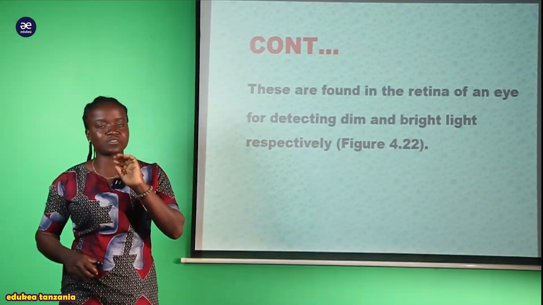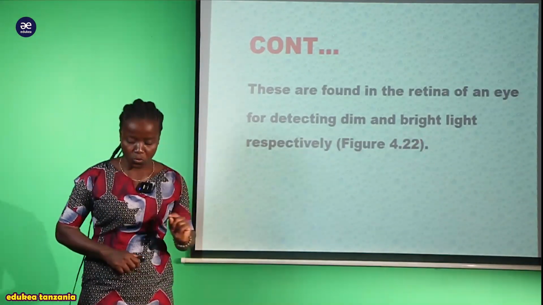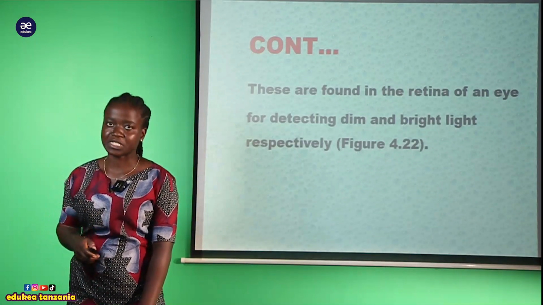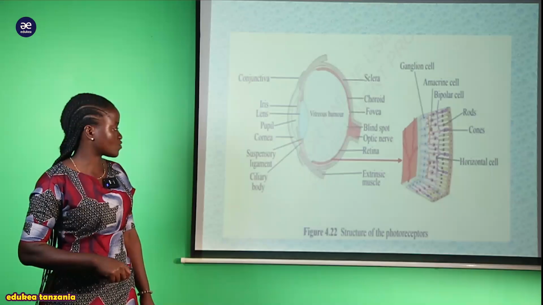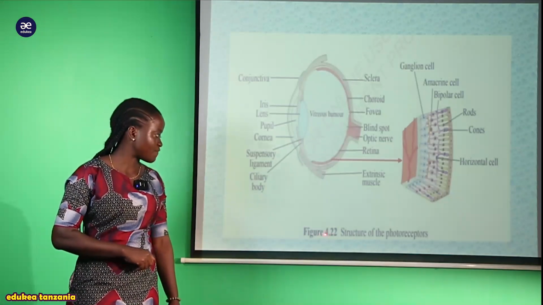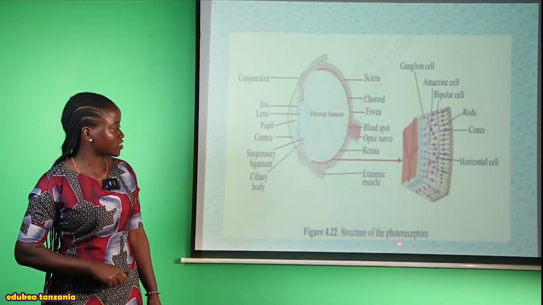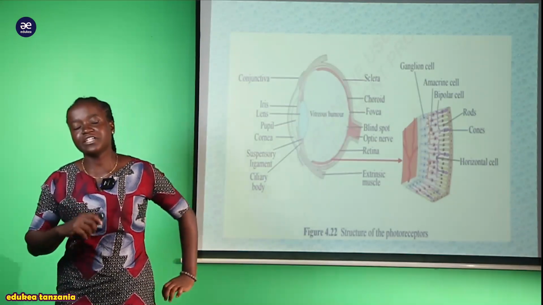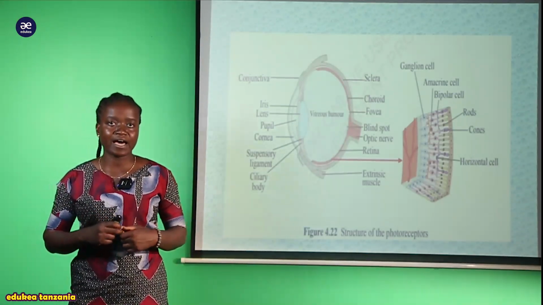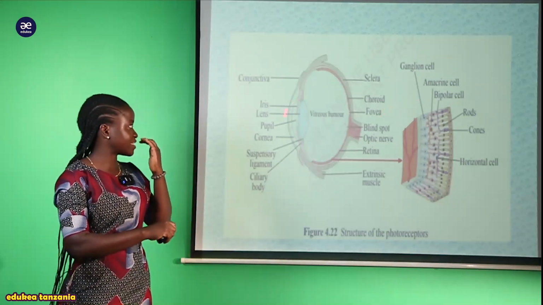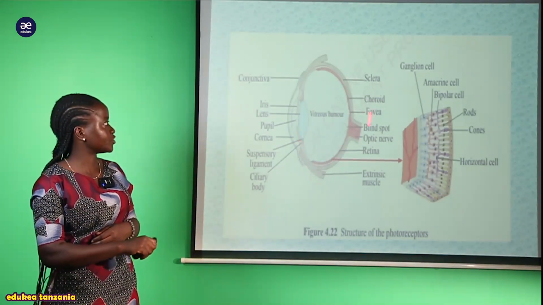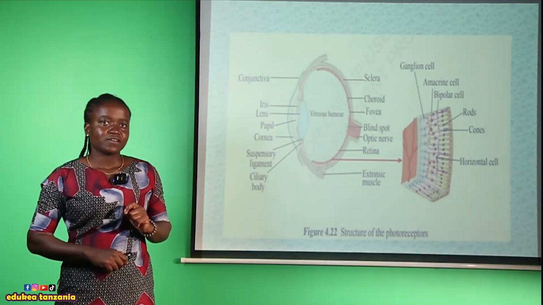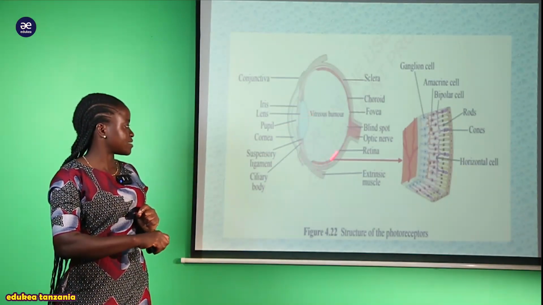So now we have to see this figure 4.22, which explains the functions of the photoreceptor. So now my students, this one is the figure 4.22, that is the structure of the photoreceptor. As I have said, the photoreceptor is found within your eyes. So probably this one is your eye. Hii ndilo jicho lako wewe, you as a human being. So this one is the eye.